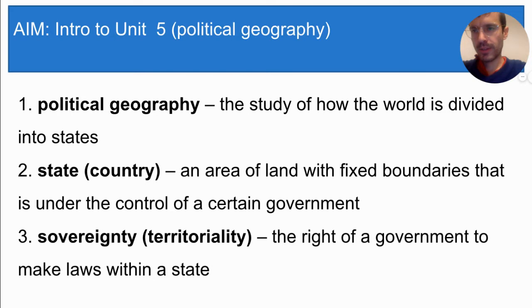Within the borders of the United States, for example, the United States government has sovereignty. It gets to make the laws that control the lands within those borders. But once you cross the imaginary border of the United States and enter Mexico or Canada, a different government has sovereignty, and the laws are different.